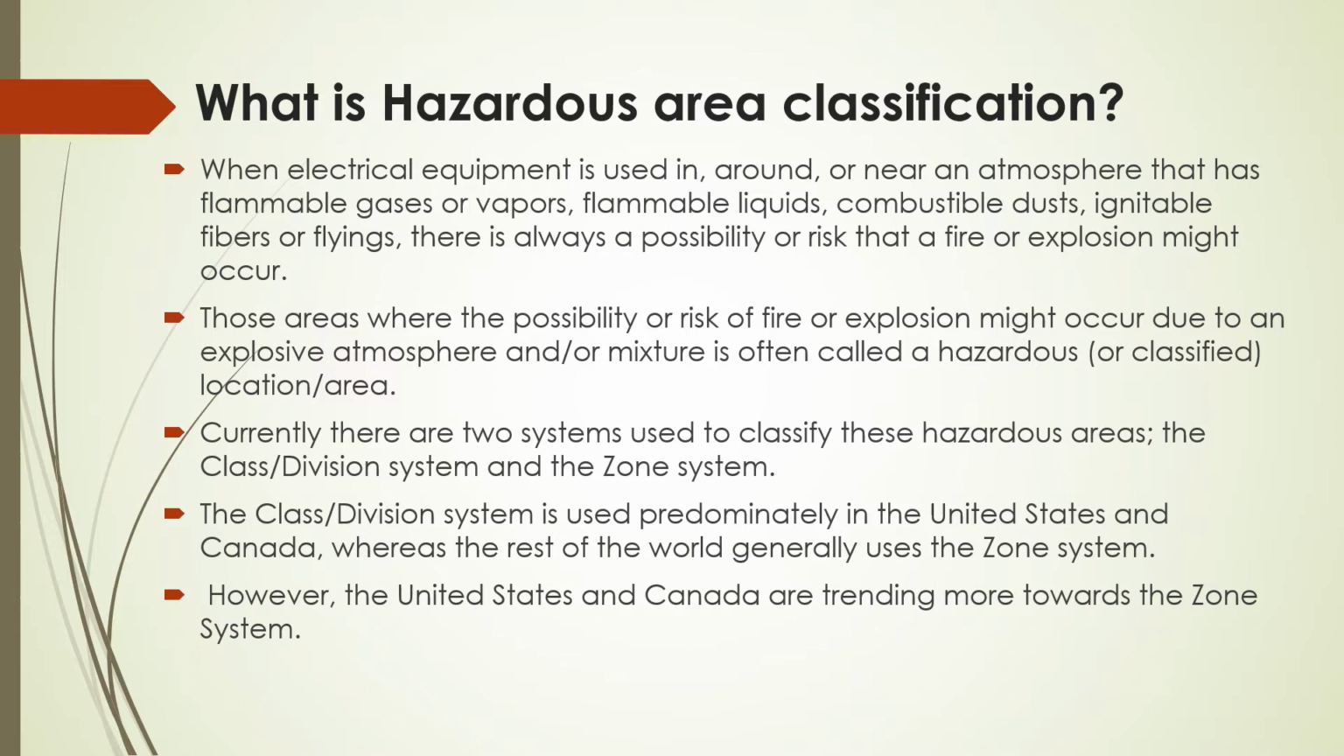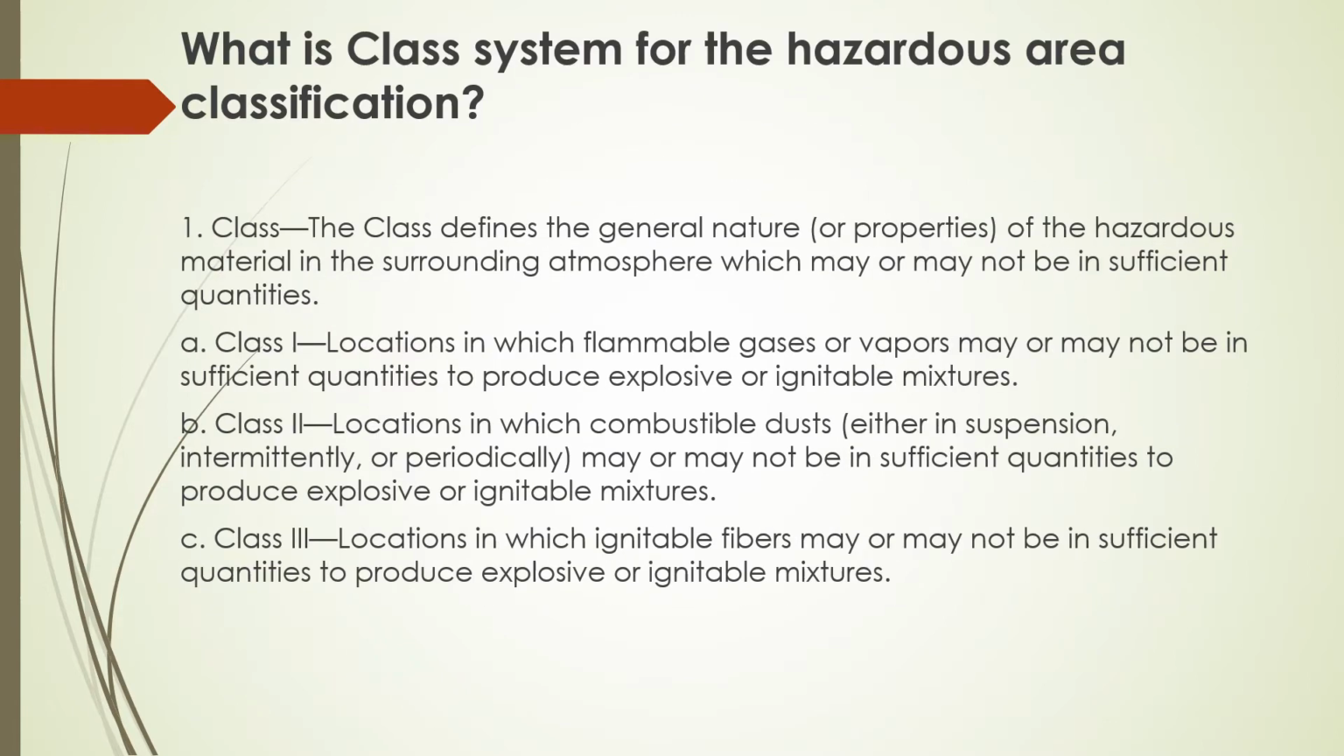Currently, there are two systems used to classify these hazardous areas: the class or division system and the zone system. The class or division system is used predominantly in the United States of America and Canada, whereas the rest of the world generally uses the zone system. However, the United States and Canada are trending more towards the zone system.